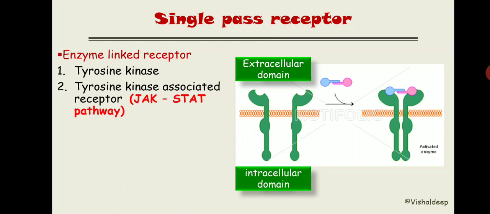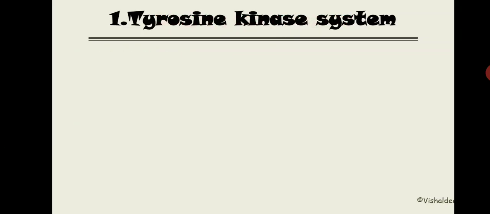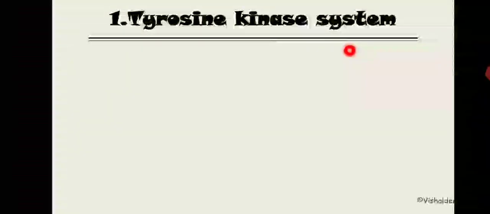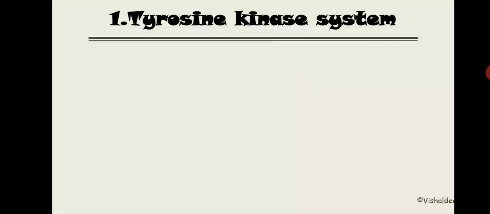Now, what is the difference between the tyrosine kinase receptor and the tyrosine kinase associated receptor, the JAK and STAT pathway? Let's learn that. Tyrosine kinase system. This system is used by insulin. It is a very long sequence of mechanism of action of insulin, but we are going to learn a small portion of it. The actual details of the action will be learned in insulin itself.